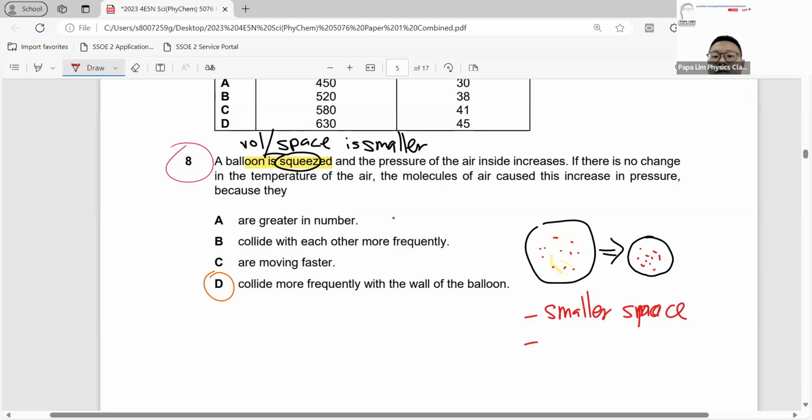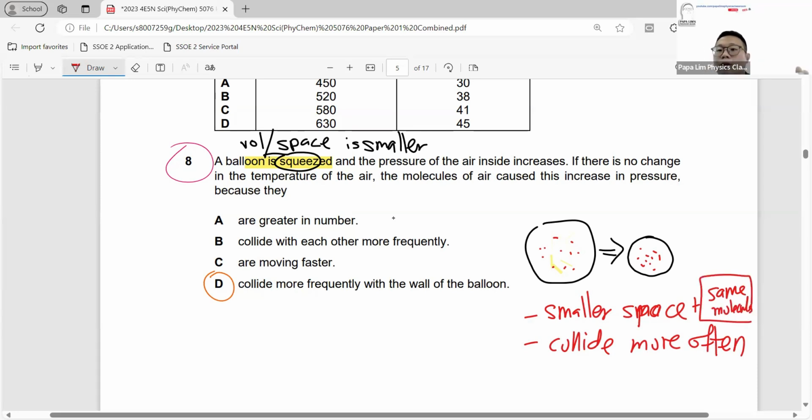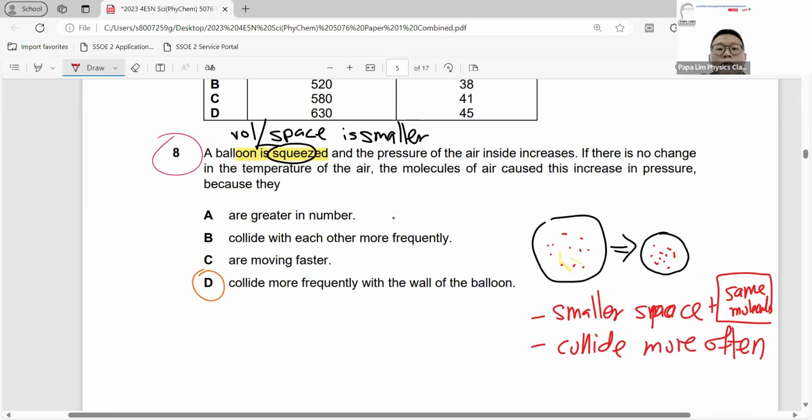And what happens is that they will collide more often. It will definitely collide more often, because with a smaller space, I have the same number of molecules, so it is definitely more crowded. As a result, you will collide more often. But here, take note. You will collide more often between the particles and also on the wall itself. And the question says that I want the increase in pressure.